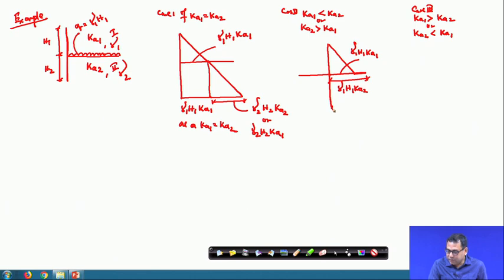That is why I have chosen this problem, so that I can show you the difference. This is the UDL part. Now, for the second layer the earth pressure will act. This is the second layer earth pressure, gamma 2 H 2 Ka 2, and this one is gamma 1 H 1 Ka 2.